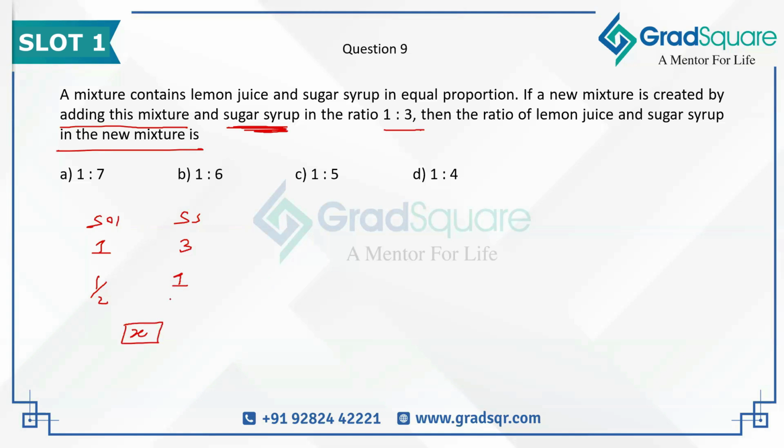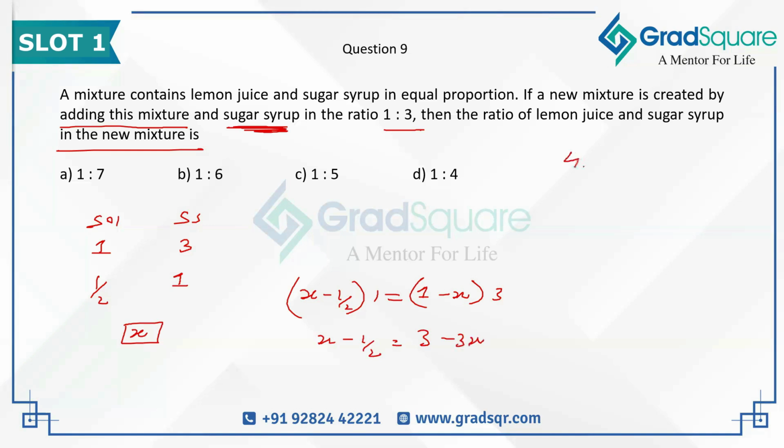Now, by the approach of allegations, 1 is greater and 1/2 is lesser. 1/2 will create a deficit and 1 will create a surplus. (x - 1/2) × 1 should be equal to (1 - x) × 3. We have to solve this for the value of x. x - 1/2 = 3 - 3x.